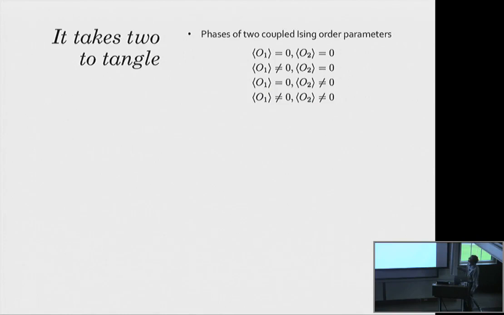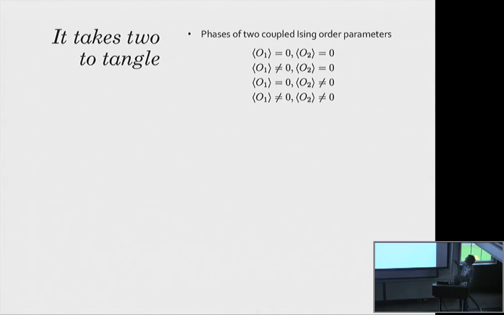So for instance, you can take the simplest possible example, which is two coupled Ising order parameters. An Ising order parameter is something that's either positive or negative, that your spins are either up or down in the ferromagnet, and it's zero at high temperatures. So you might say, okay, I'm going to take two of these guys. Well, what can I get out of it? Well, there's four obvious things you can get out.